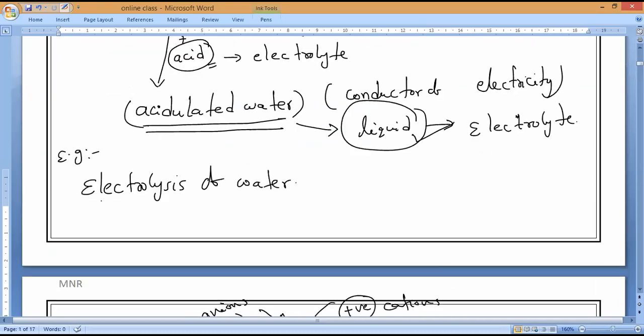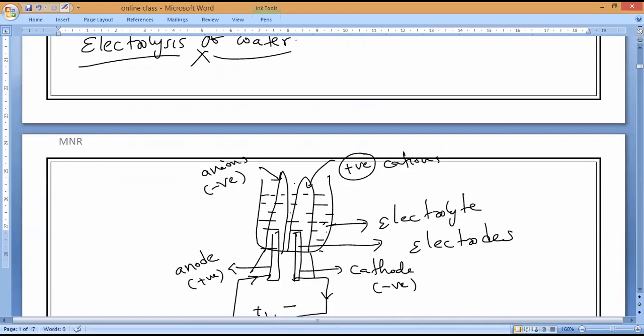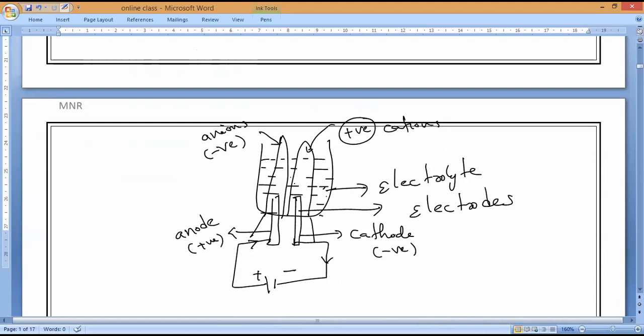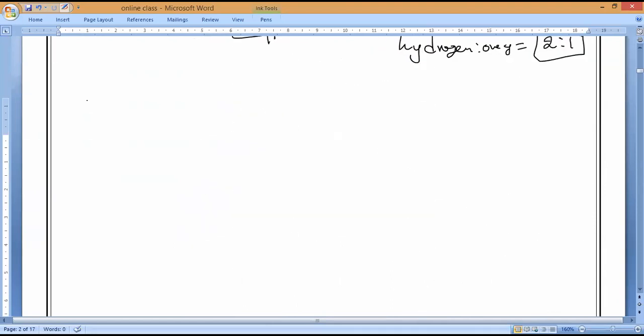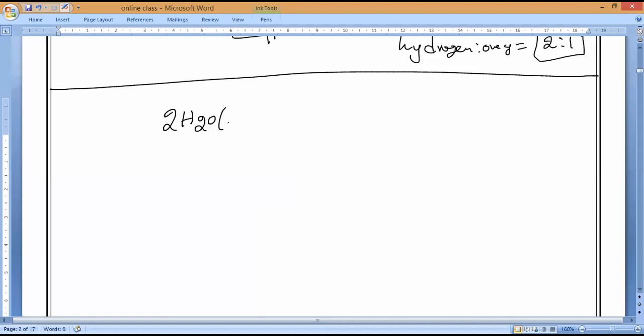So electrolysis of water. This diagram is very, very important. What is the ratio of hydrogen and oxygen by volume? 2:1. Hydrogen and oxygen are in a 2:1 ratio. Any doubt? So this is the first example. You can write the equation: 2H2O, with electric current passing, gives H2 plus O2 gas. That's all. This is the first example of an electrolysis reaction. All of you write it.